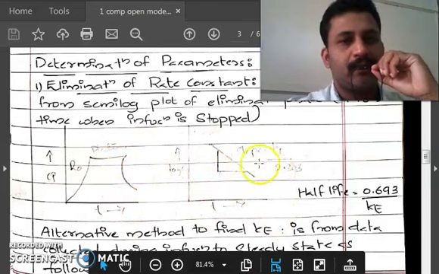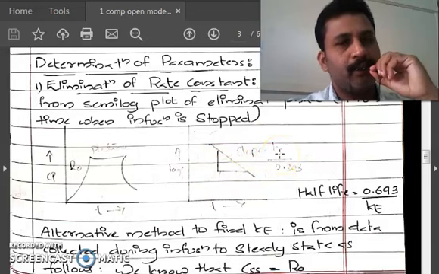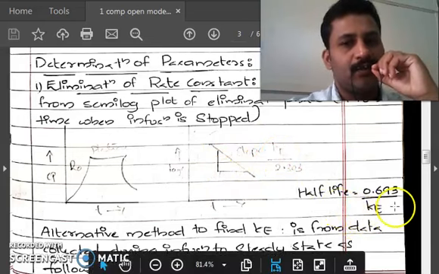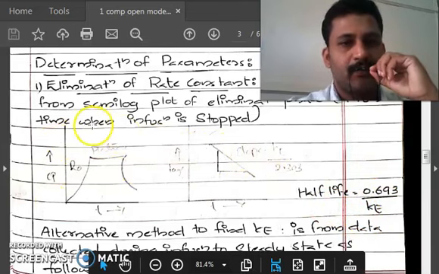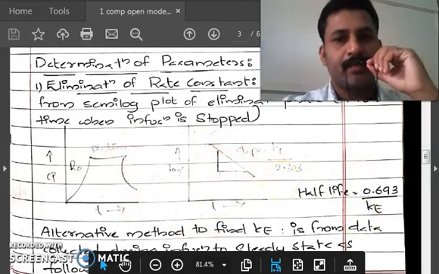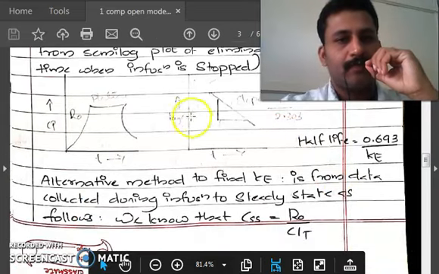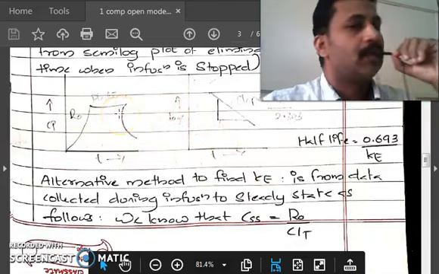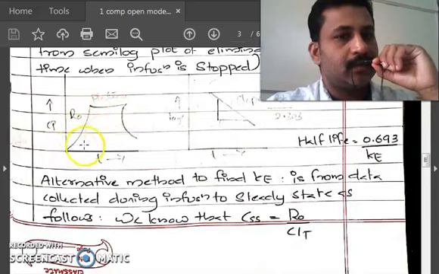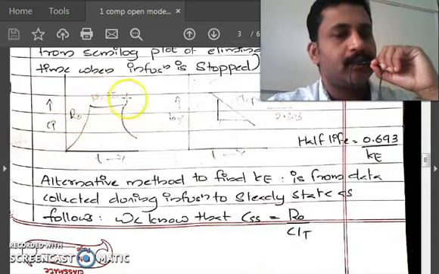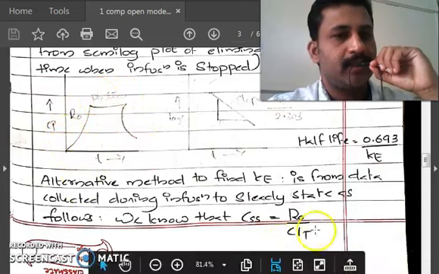Take the slope of this. The slope is equal to Ke by 2.303, and the half-life is equal to 0.693 divided by Ke. That is the first method. So you plot the log concentration versus time of the elimination phase, you get a straight line, take the slope and find out your K. That is a simple method. Then the alternative method. In the first one we took the data from the elimination phase. In the second method you take data from the start of infusion to the steady state.